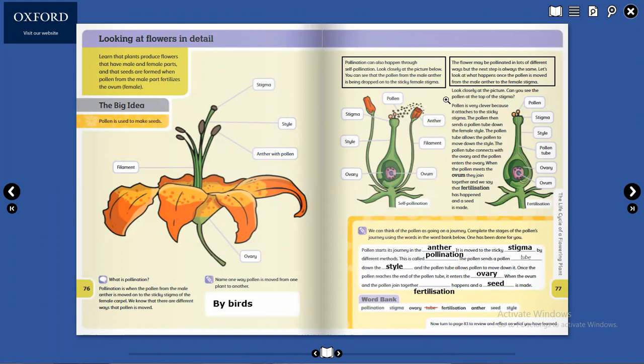Pollen is very clever because once attached to the sticky stigma, the pollen then sends a pollen tube down the female style. The pollen tube allows the pollen to move down the style. The pollen tube connects with the ovary and the pollen enters the ovary. When the pollen meets the ovum, they join together and we say the fertilization has happened and a seed is made.